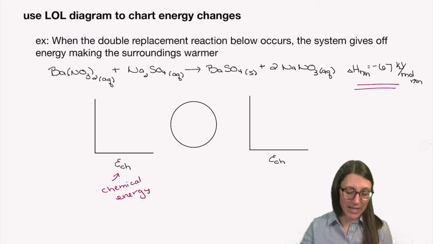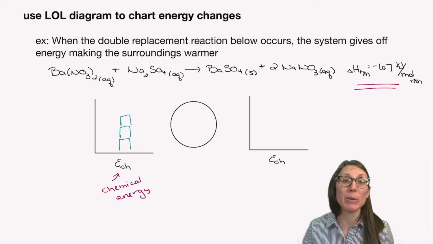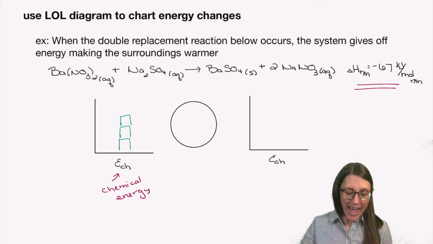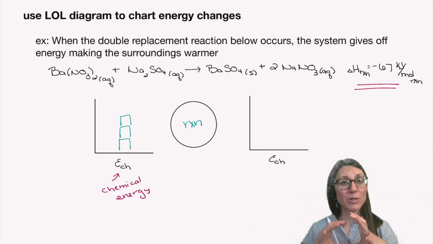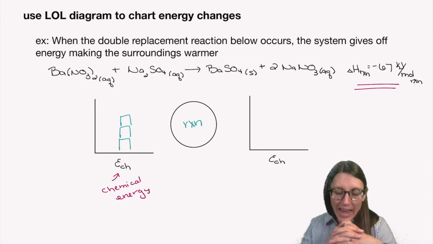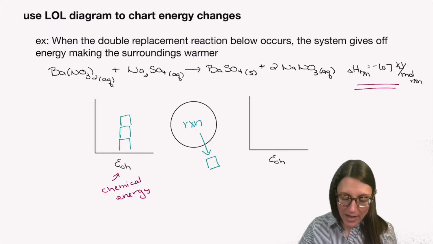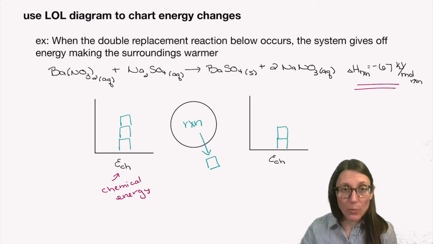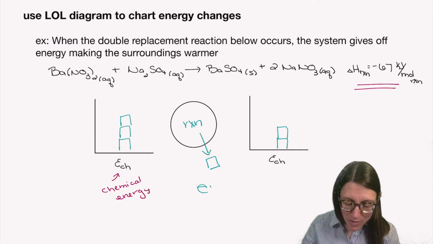If we try to visualize this with a LOL diagram, let's say we're starting with 3 blocks of energy. Remember, our starting point is arbitrary. And the reaction is my system. And I'm not going to try to fit the whole equation into that little circle. So I'm just going to write Rxn, since that's the kind of universal abbreviation for reaction. Now, delta H here is negative, which means that energy is going out of the system and into the surroundings. So if I lose 1 block of energy, when I'm done, I'll have 2 blocks of energy. This is an exothermic process.